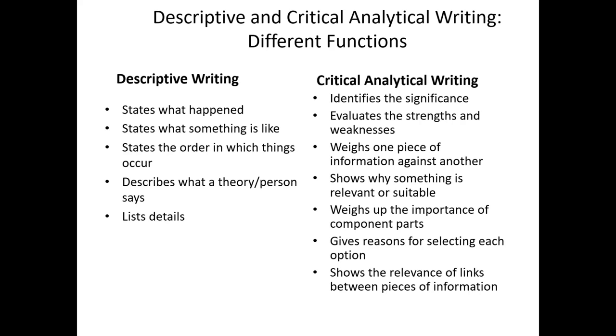Descriptive and analytical and critical analytical writing, the differences and the different functions. Descriptive writing states what happens, it states what something is like, it states the order in which things occur, it describes what a theory or person says, it lists details. I've touched upon this earlier. Critical and analytical writing, which is very valuable to any mark scheme on any course, frankly, in any university, and generally in higher education, identifies the significance, it evaluates the strengths and weaknesses, it weighs one piece of information against the other, it shows why something is relevant or suitable. It weighs up the importance of component parts, it gives reasons for selecting each option, and it shows the relevance of links between pieces of information.